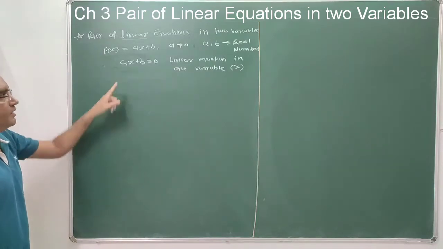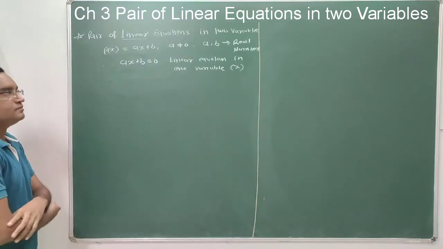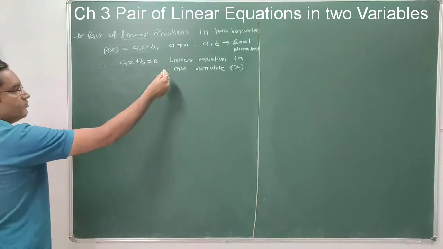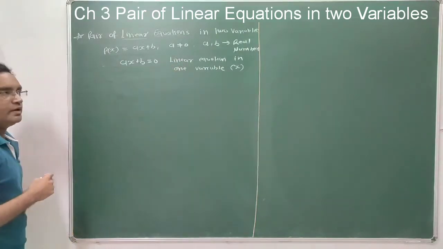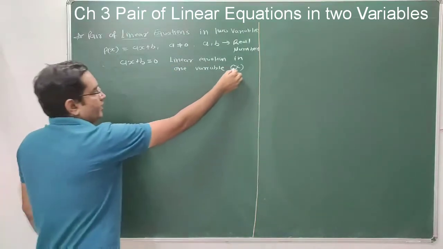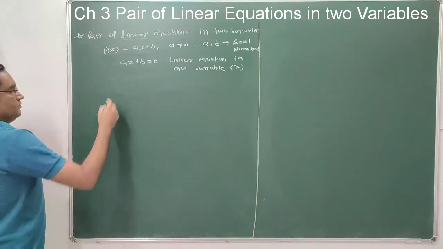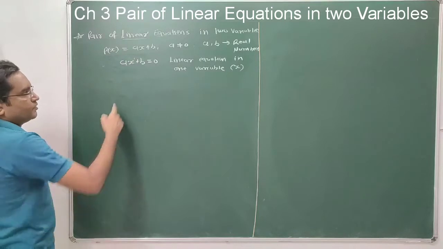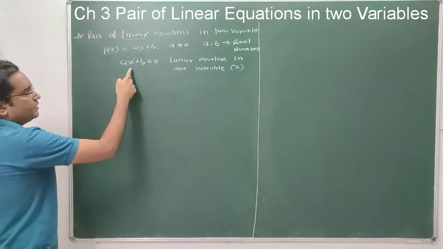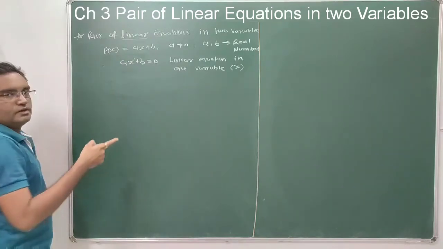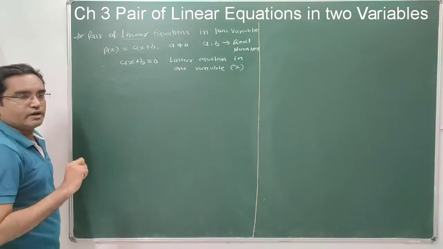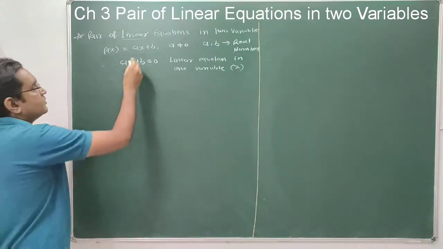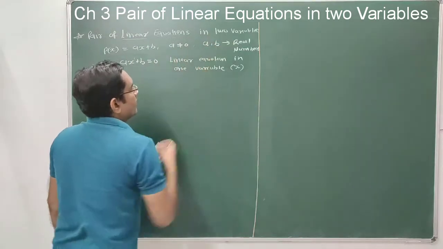We can also write a linear equation in two variables. So what is the condition for linear? For a linear equation, the degree of the variable must be 1. Your variable is x, whose degree is 1. So this is one linear equation, but it is an equation of only one variable. In this chapter, we have to study linear equations in two variables.